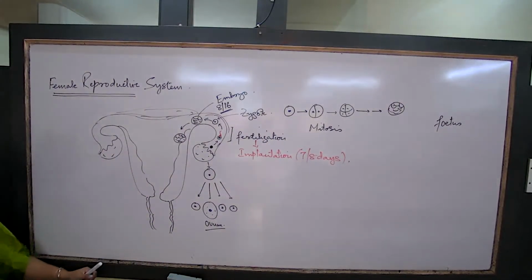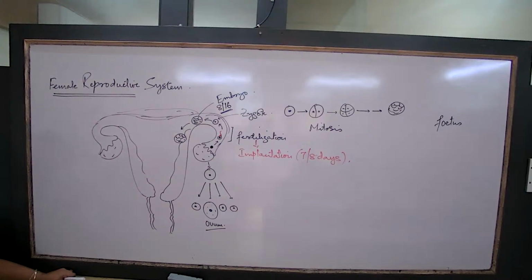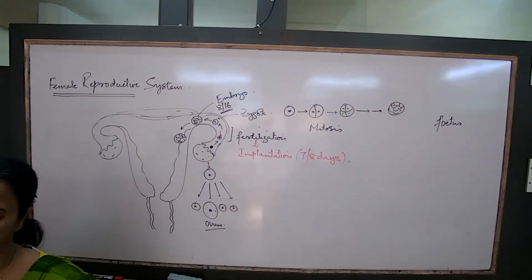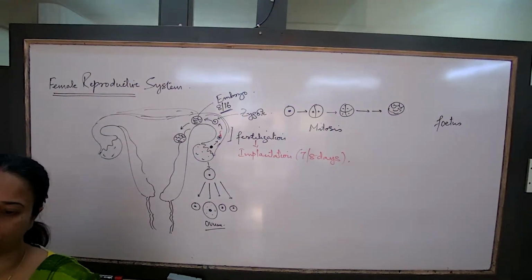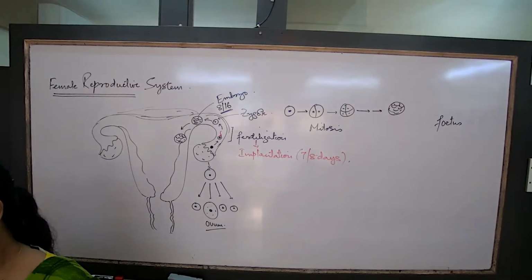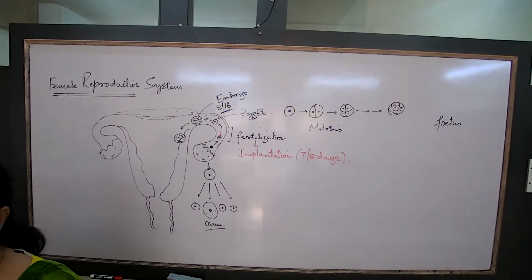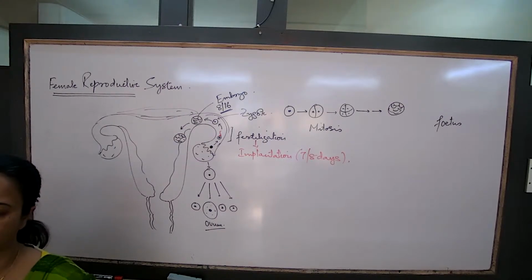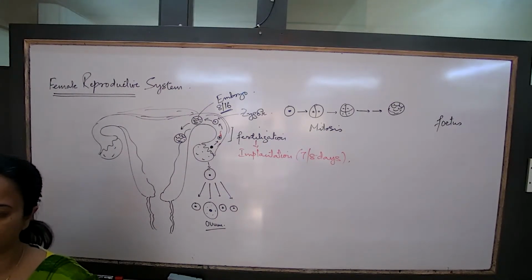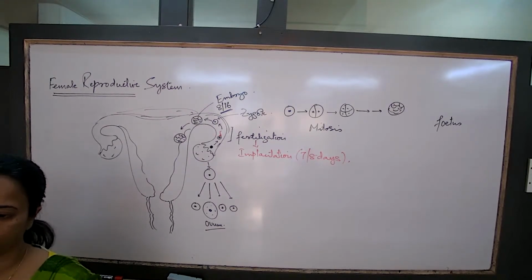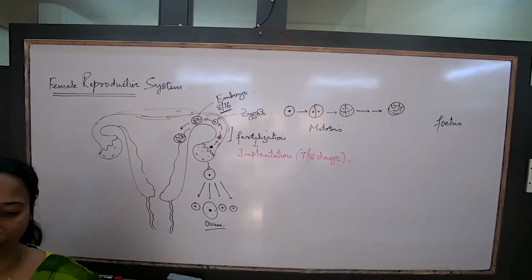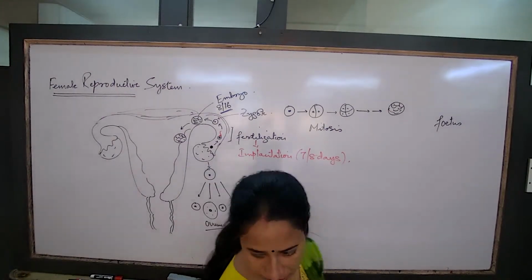Write down the definition. After this, I'll give you this. What is the definition of implantation? The process of attachment of the developing embryo to the wall of uterus to obtain nourishment is known as implantation. Okay, let the diagram be here as it is. We'll continue after that.